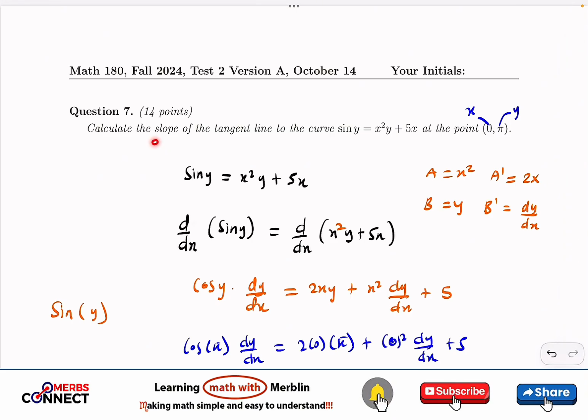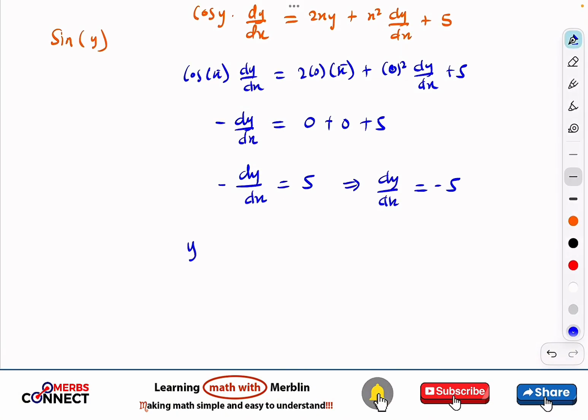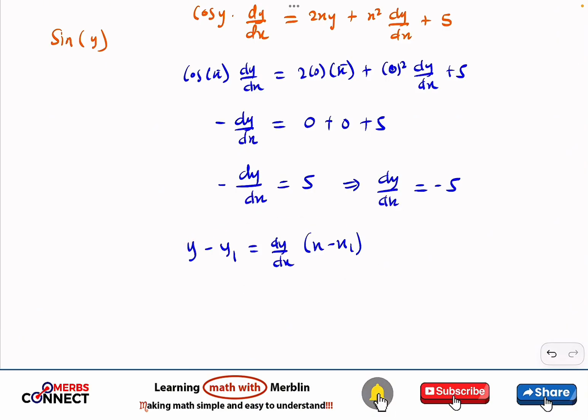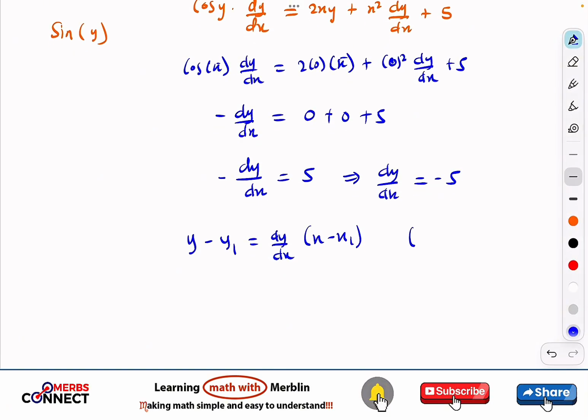So the question was asking us to calculate the slope of the tangent line. So this one, we don't need to find the equation of the tangent. But let's assume that the question is asking us for the equation of the tangent. Then after we are done calculating the slope, we know that this should be y minus y1 is equal to dy over dx, x minus x1. So I said anytime I'm inside the equation of the tangent, this point here now changes to x1, y1. So this point 0 and pi here, this is x1, this is my y1. So this is going to give us y minus pi is equal to -5 times x minus 0.